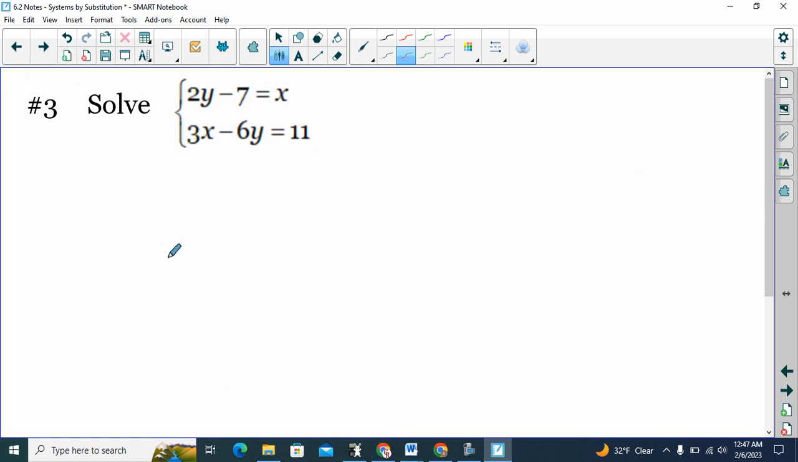Number 3 looks pretty similar. 2y minus 7 equals x. 3x minus 6y equals 11. 2y minus 7 is equal to x, and 3x minus 6y is equal to 11.